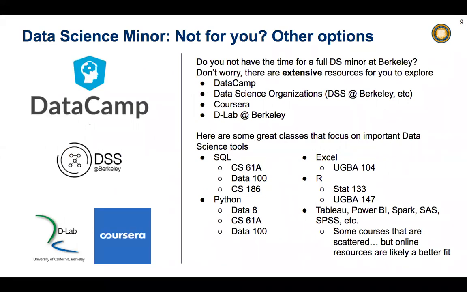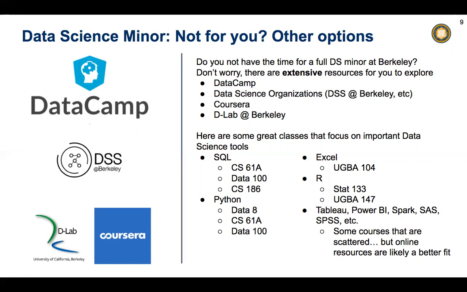So if for the data science minor you think you might not have room in your schedule, or have other reasons that you don't want to do the minor, but you want to solidify your data science skills, then there are several opportunities at UC Berkeley. For example, there's Data Camp, which is an online resource that is pretty helpful. And there are also data science organizations on campus. Most of them have stopped recruiting for this semester, but you can check them out for future semesters, such as Data Science Society at Berkeley.